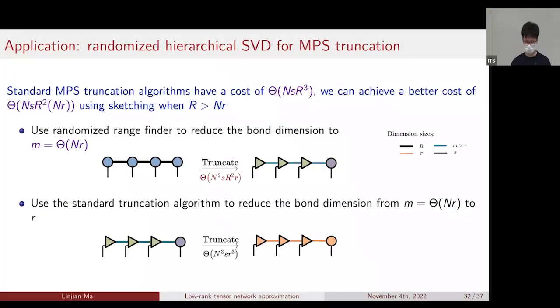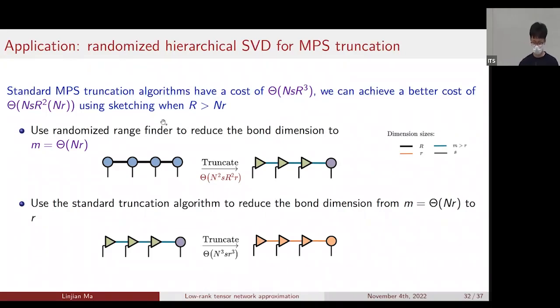Okay, so next I'll briefly talk about how we can use this algorithm to accelerate SVD MPS truncation. We can reduce the cost from n times s times R cubed to n times R squared times small r. So this has a better dependency on the big R, and when the small r is way less than the big R, this will be more efficient.